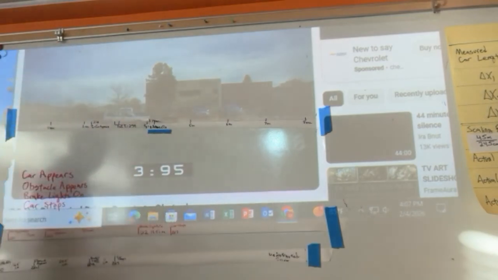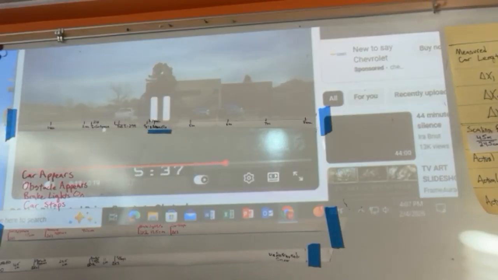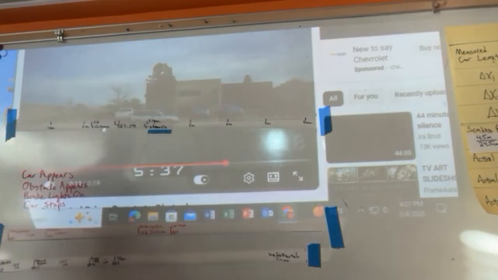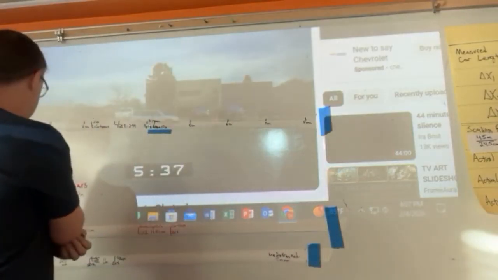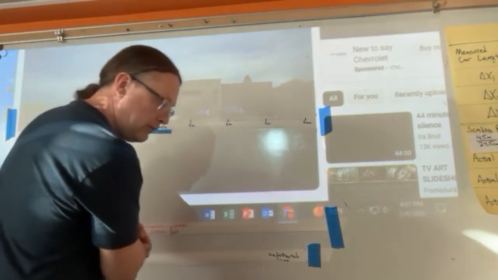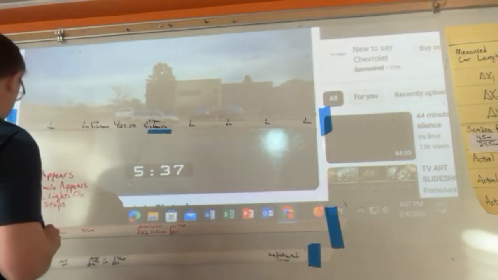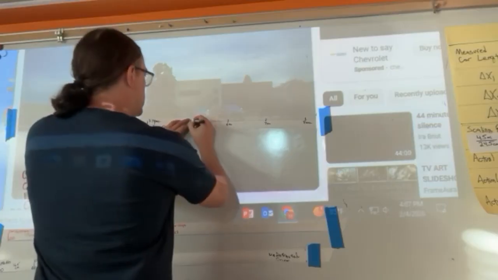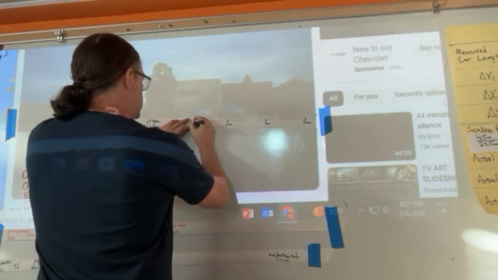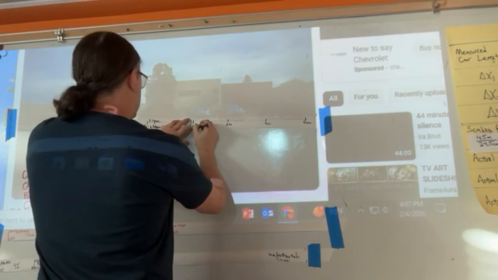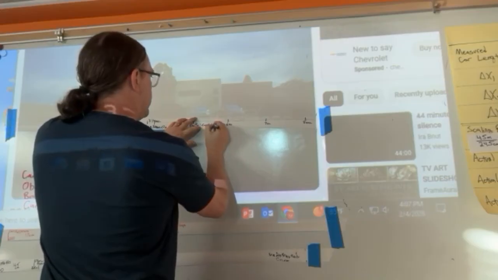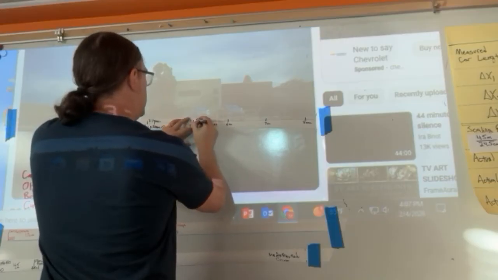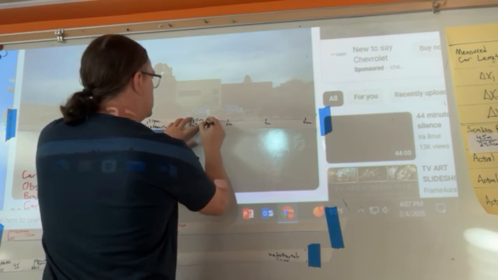And when does the car stop? It's definitely stopped there. It seemed to be a little bit sooner than that. Let's call time 4, 5.04 seconds. It's right after 5 seconds. Time 4, car stops at about 5.04 seconds.